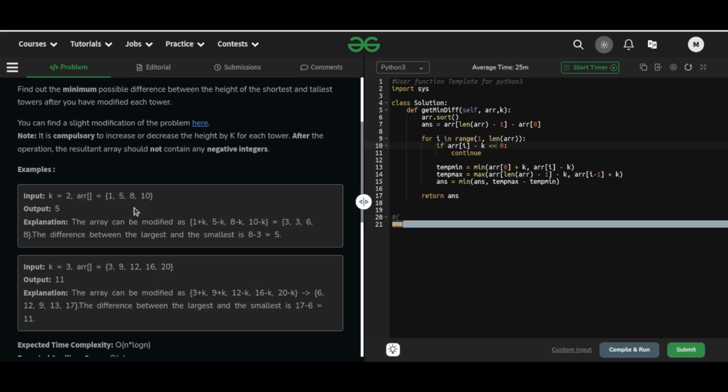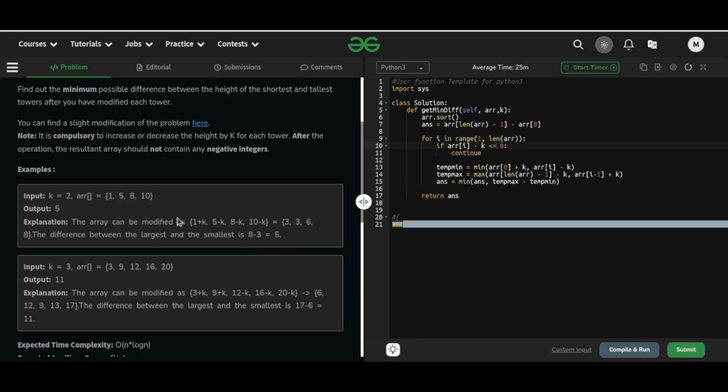So for instance, if this is the array which is given to us and the value of k equals 2, the minimum height which is possible over here is 5. And this can be obtained by manipulating the array in this fashion, which is to increase the height of the first tower by k and decrease the height of the remainder towers by k. After that manipulation, the height of towers will look something like this: 3, 3, 6 and 8, and the minimum difference between the largest and the smallest tower will be given by 8 minus 3, which equals 5, and that is why we are returning 5 over here.